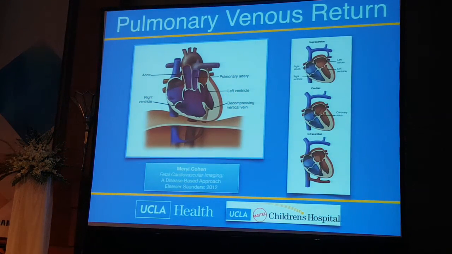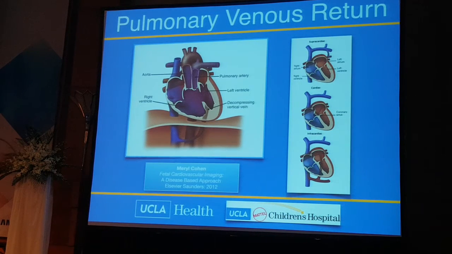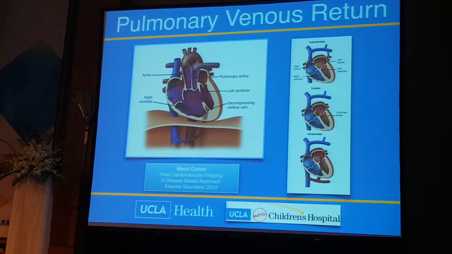Pulmonary venous return can be very important to pick up because many of these patients with TAPVR, total anomalous pulmonary venous return, can have obstruction and require early intervention, can be very sick, and the prognosis can be very, very bad. So it's good to be able to counsel patients. Here on the left, you can see this is a TAPVR with a decompressing vein draining down into the liver.